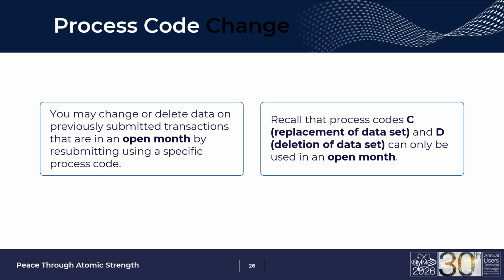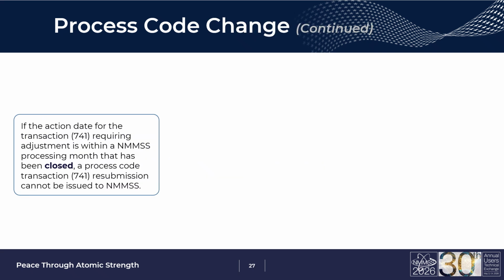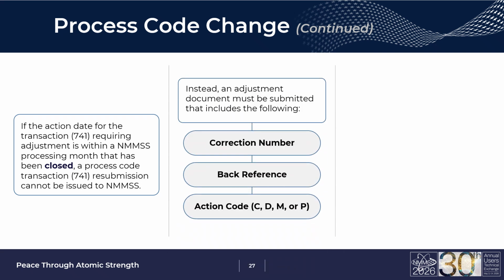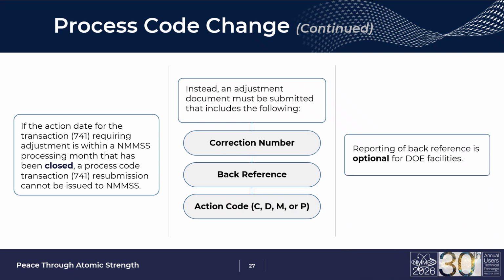Recall that process code C is for the replacement of a data set, and code D is for the deletion of a data set, and can only be used during an open month. When a transaction adjustment is required for DOE NRC Form 741s in a processing month that has already been closed, an adjustment document will have to be reported to NEMIS. This reporting will involve the introduction of the code correction number, back reference lines, and the use of the action code C, D, M, or P. Note that the reporting of back reference information is optional for DOE and NSA sites.